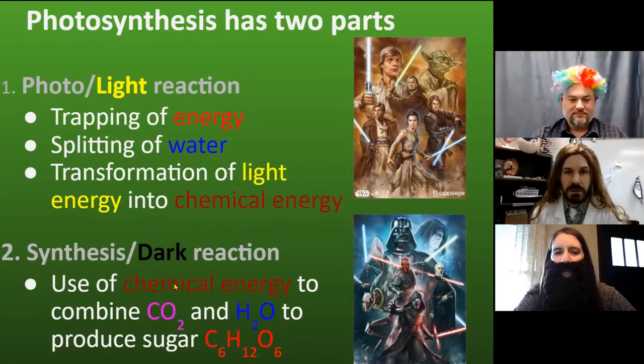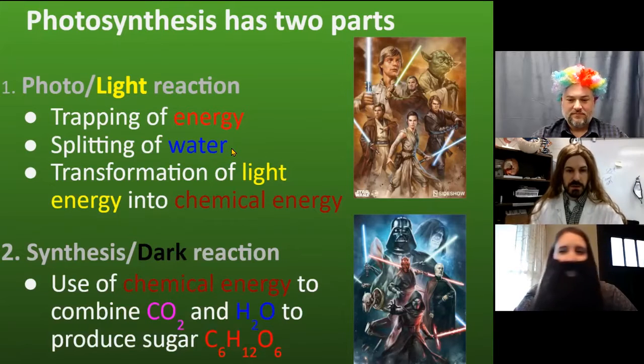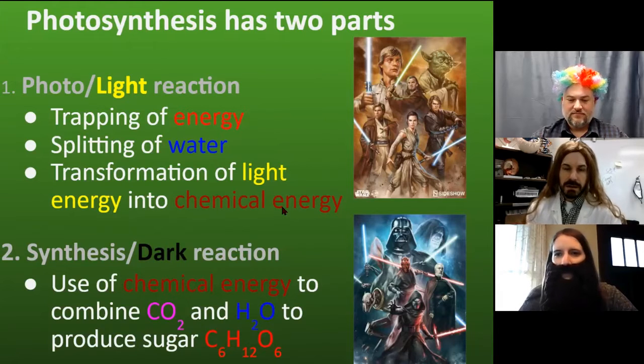So here's the general outline. We're going to go into more detail and take time as we go through here, so don't get too overwhelmed by this. But in the photo part, the light reaction, energy is trapped by the chloroplasts. The chlorophyll absorbs that energy from the sun. The energy is then used to split a water molecule, which is made out of hydrogen and oxygen. So we split the hydrogen and oxygen, the transformation of light energy into chemical energy by the end of the light reaction. However, that chemical energy at the end of the light reaction isn't the end of the journey.